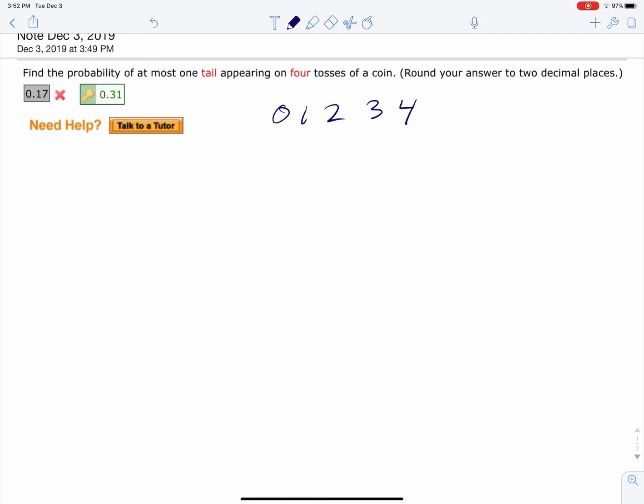What are we looking for? Tails. Right, we're tossing a coin 4 times, and we're looking for at most one tails occurring. At most one tails. What does it mean, at most one? Well, that means either 0 or 1. So that's what we need to figure out: the probability of getting 0 or 1 tails.